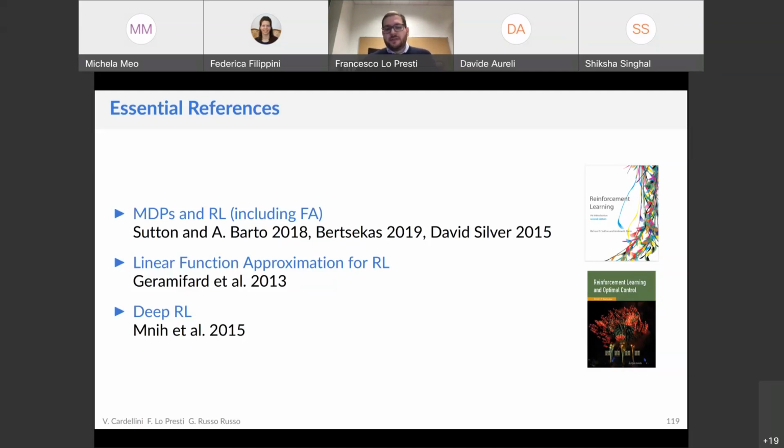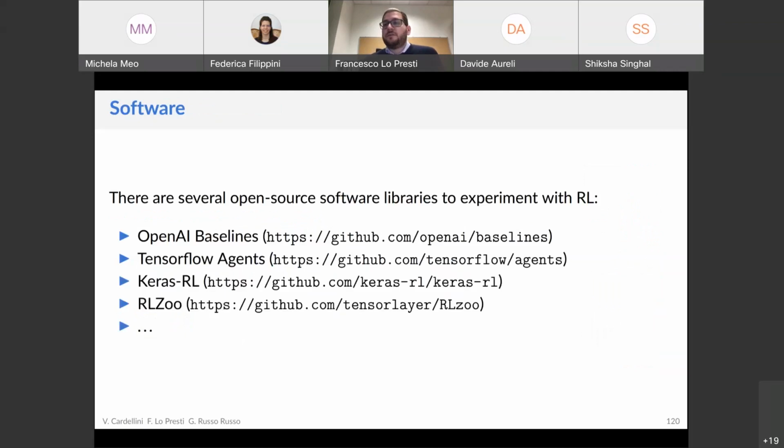If you're interested in these topics and you want to experiment with reinforcement learning, there are several open source software libraries that you can use to avoid implementing the basic algorithms from scratch. Just to name a few, you may use OpenAI baselines, TensorFlow agents, Keras reinforcement learning 2, and you may even find more of them just searching on the web.